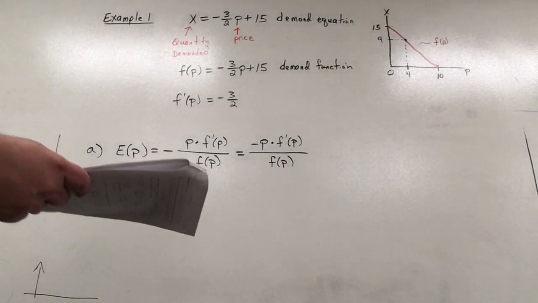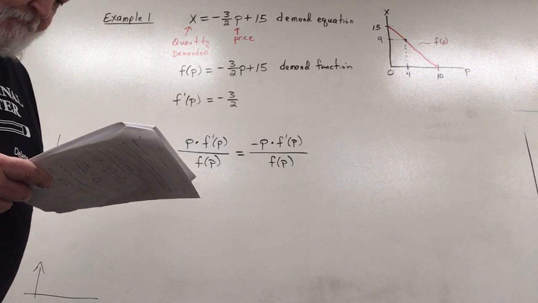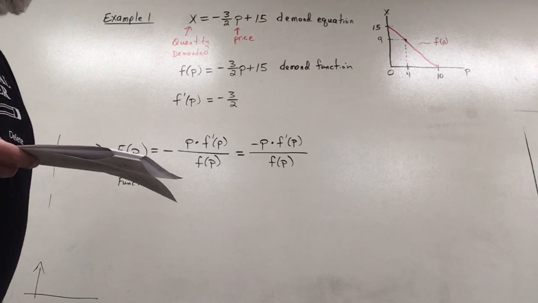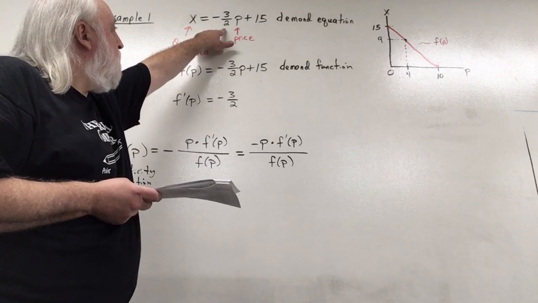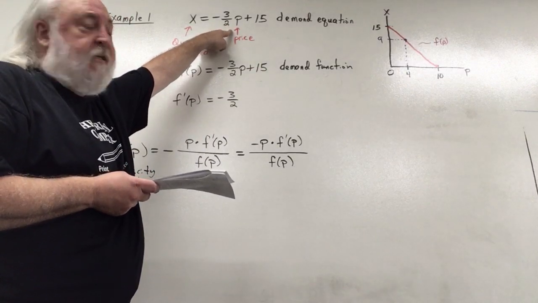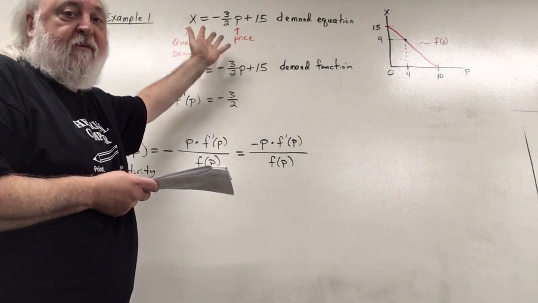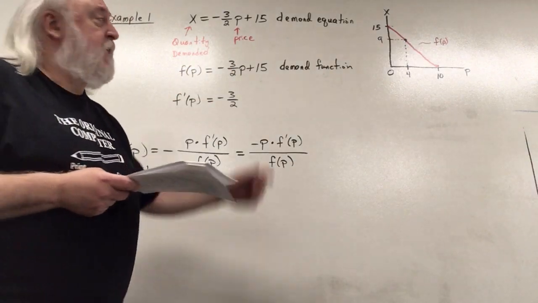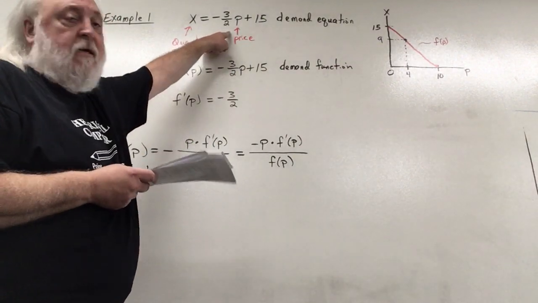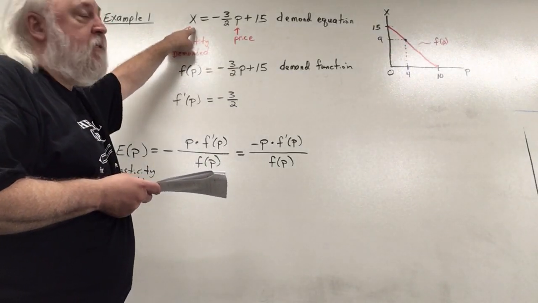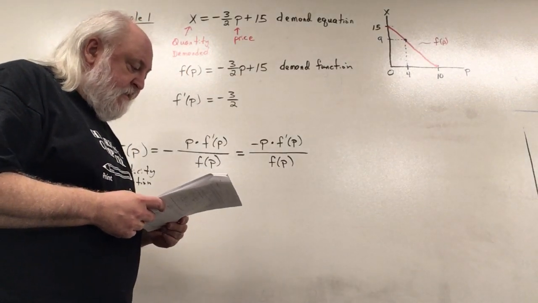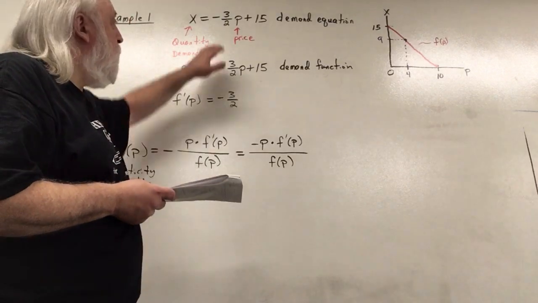So at the top of the page, you're given the demand equation for this example, and the demand equation is x equals minus 3/2 p plus 15. P is the independent variable in this equation. X is the dependent variable. So the role of x has changed. Traditionally, x is the independent variable, but in this case, it's the dependent variable. P is the price of a product, and x is how much of that product is purchased by consumers at that price. And in this example, x is measured in units of 100.